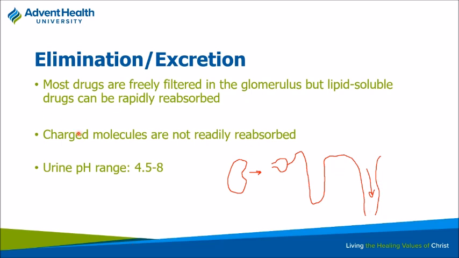As I mentioned, charged molecules tend to not be reabsorbed very easily because they have a hard time getting across that renal tubule, right? Because again, it's a biologic membrane just like anything else. And urine pH range usually somewhere between 4.5 to 8, and it can range pretty greatly because the kidneys are one of the main organs responsible for helping to regulate acid-base status, right? The lungs are another really important one, but the kidneys are also going to be for more kind of long-term control of that, okay? So again, just know that most drugs get freely filtered.